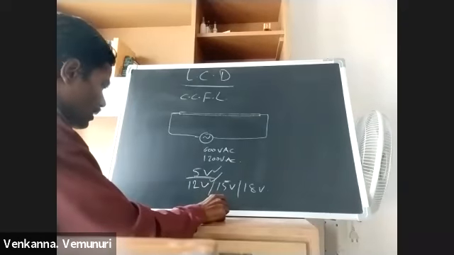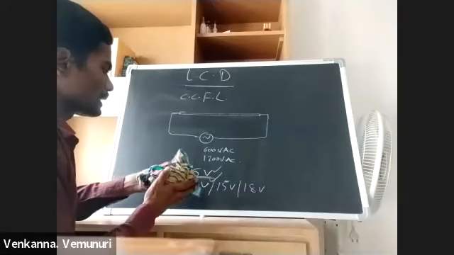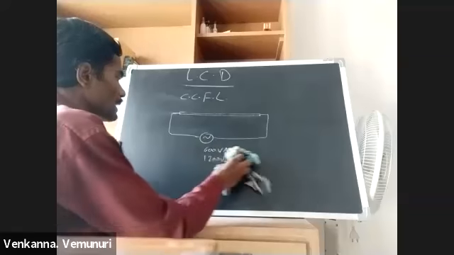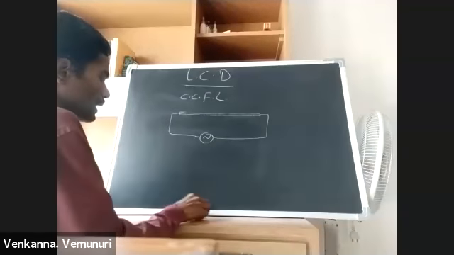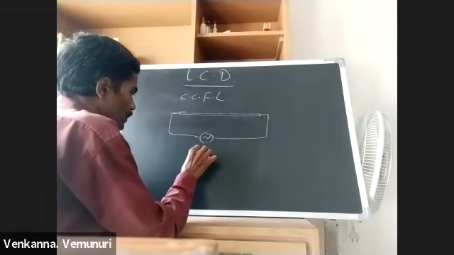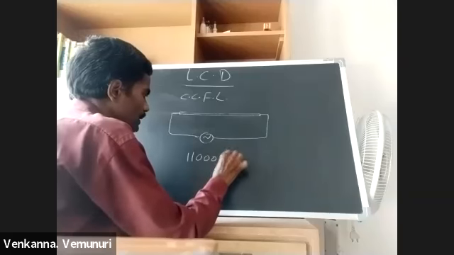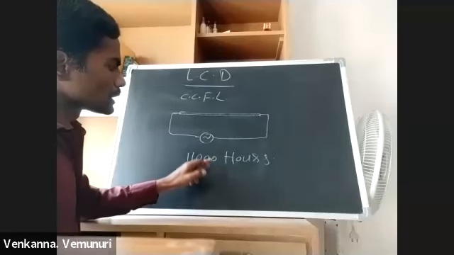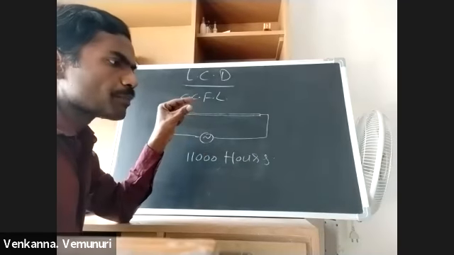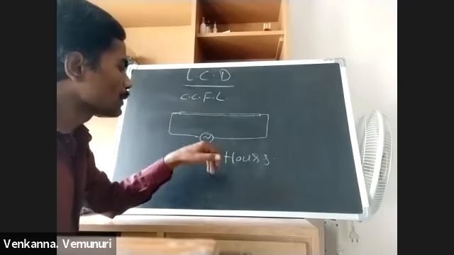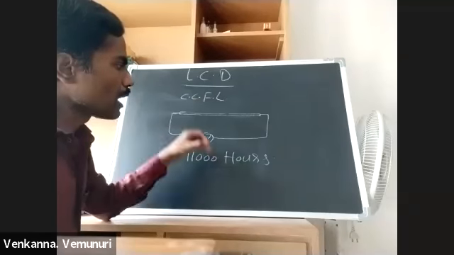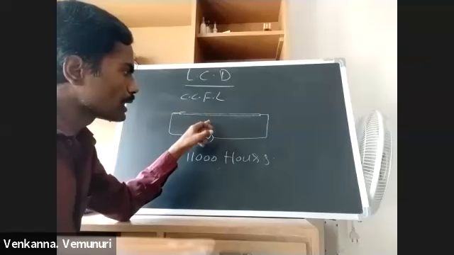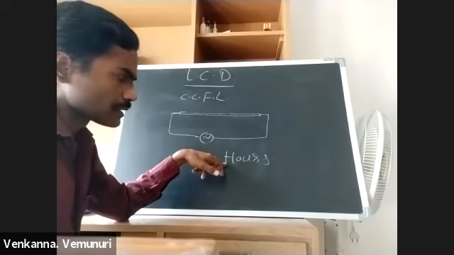And another thing is that this CCFL lamp life is only 11,000 hours. After 11,000 hours, the lamp brightness slowly decreases. Up to 11,000 hours, it gives 100% brightness. After 11,000 hours, the lamp light slowly decreases.